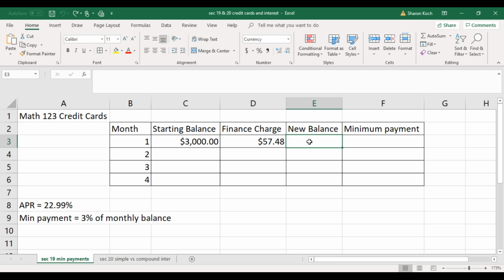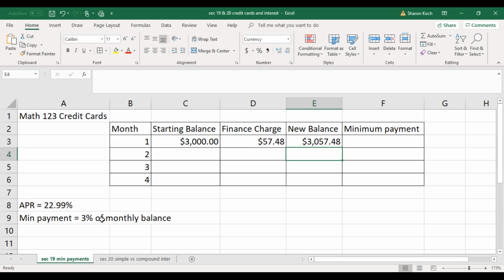Now, when I go to the new balance here, remember, anytime I want to do a calculation, I'm going to start with an equal sign, and the new balance is basically adding these two together. So since I don't want to put a number here, I want to teach Excel what to do, I'm going to click on this. So I'm going to say, take the number that's in column C. In this case, we're still in row 3, and I'm going to add that finance charge. Okay, and I'm going to hit enter. And there's my new balance. So it basically added these two together.